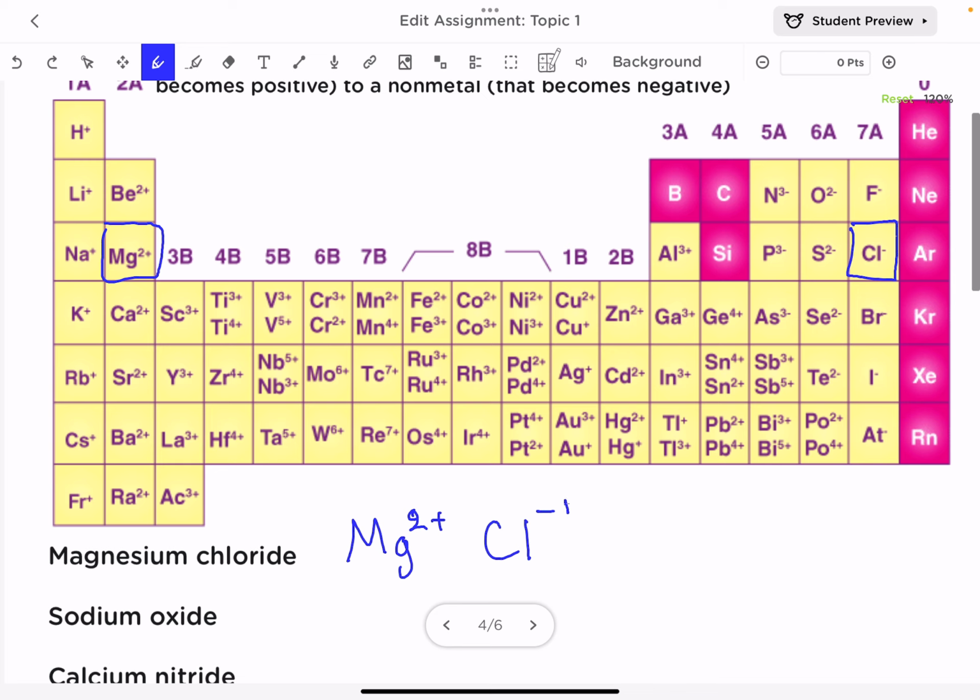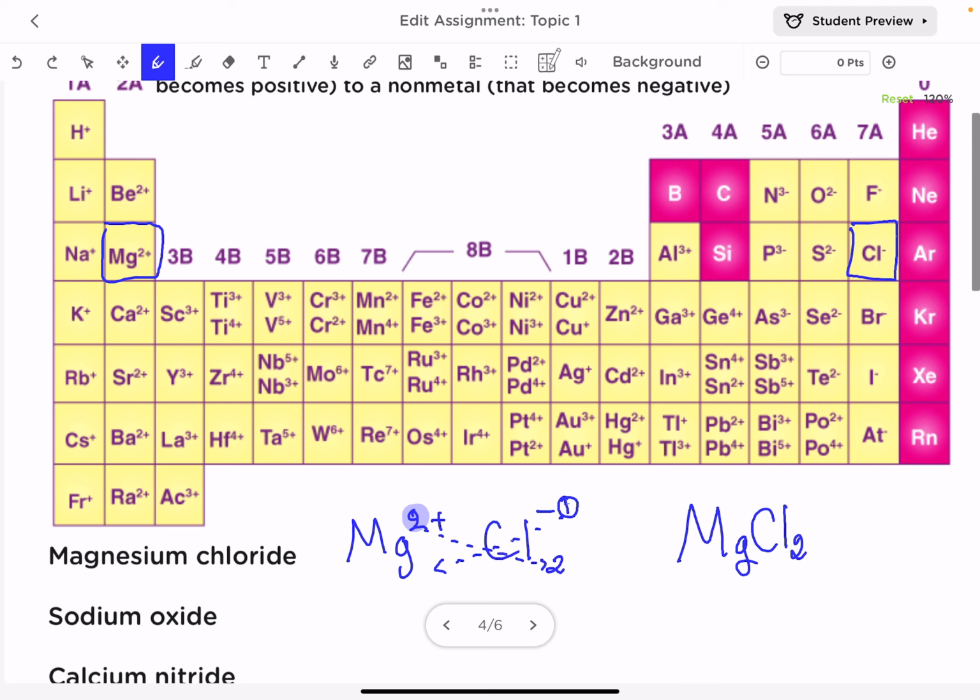Now, the X rule says that the number that you have, you transfer it to the other side without the plus, and then you erase the positive and the negative. And if you have 1, there is no need to write 1, as if you're transferring the 1, but there's no need to write number 1 next to the atom. Now your final answer would be MgCl2.